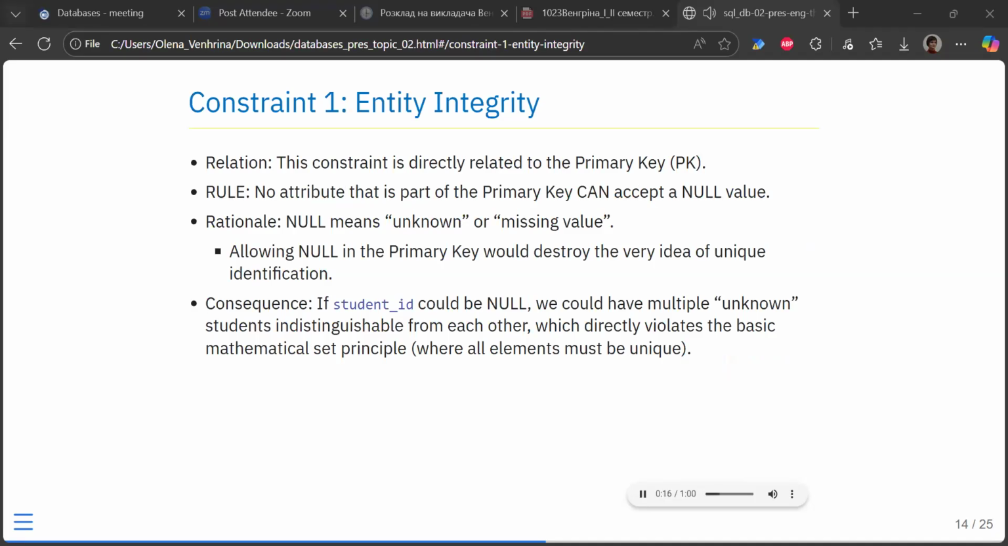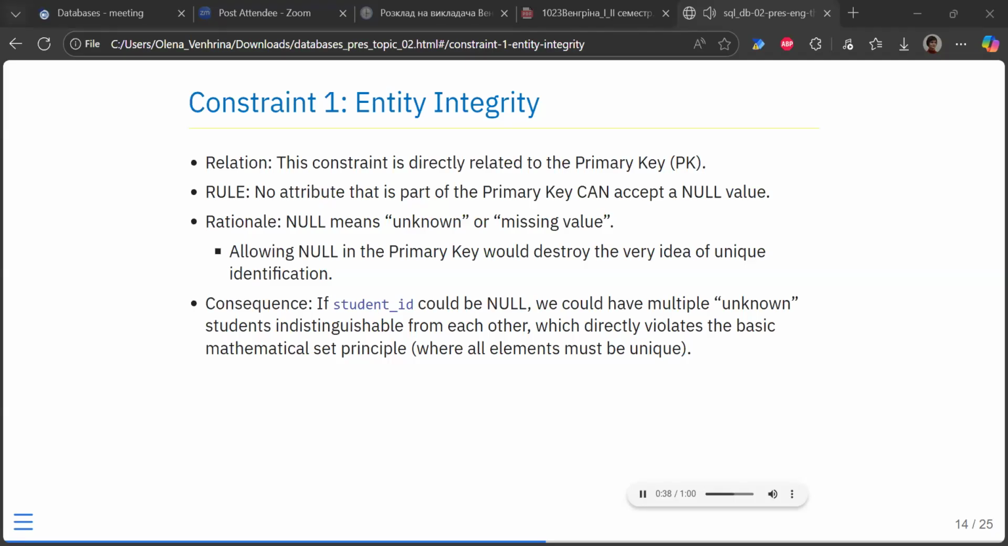Why is this so important? Let's recall that null in databases does not mean zero or an empty string. Null means value unknown, or missing. Now imagine if we allowed student ID, our primary key, to be null. This would destroy the very idea of identification. How can we enroll a student in a course if we don't know exactly which student we are enrolling?